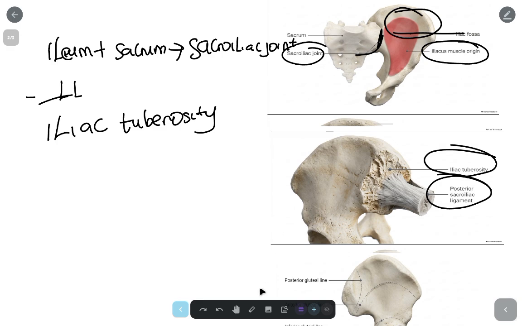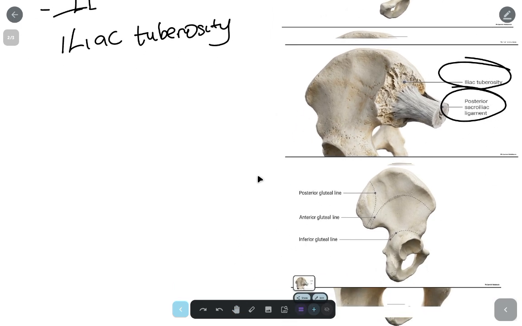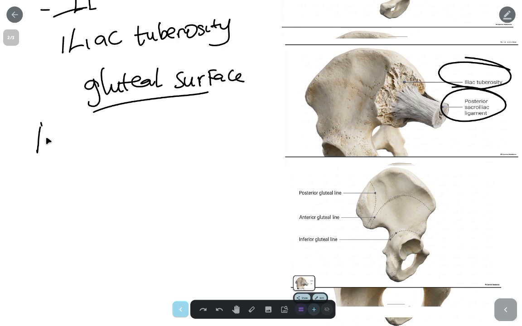So we have the gluteal surfaces. We have 3 gluteal lines at the gluteal surface: the posterior gluteal line, the anterior gluteal line, and the inferior gluteal line. So this is the posterior gluteal line, this is the anterior, and this is the inferior gluteal line.